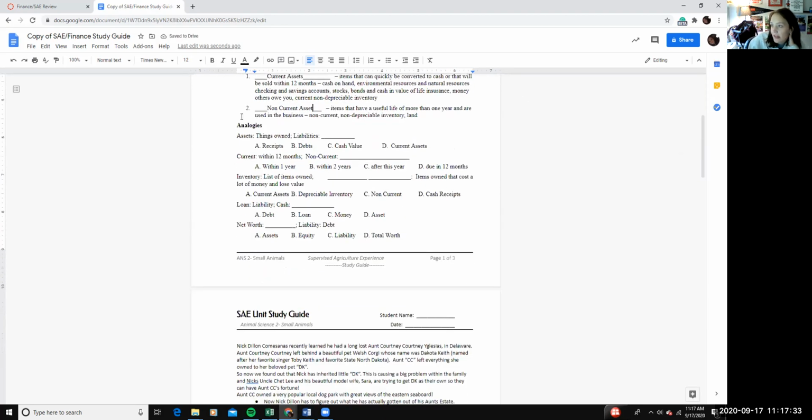All right, so analogies. So hopefully you've done some analogies in English maybe. So maybe you kind of already have a background in this, but if not, again, that's kind of why we're going over it. So assets are things that are owned, which would mean liabilities are what? I put B. B, debts is correct. Good, Leah.